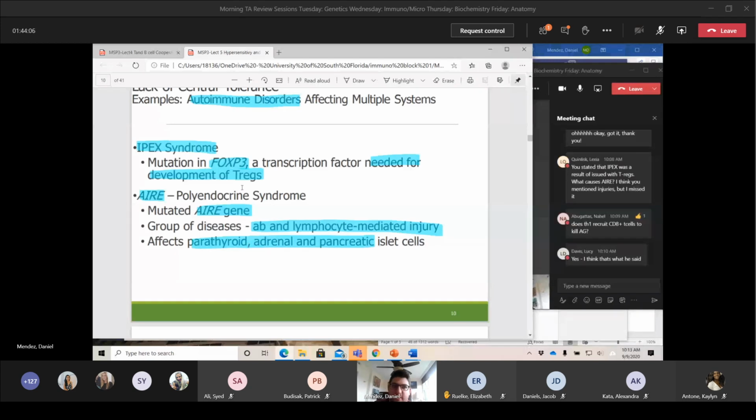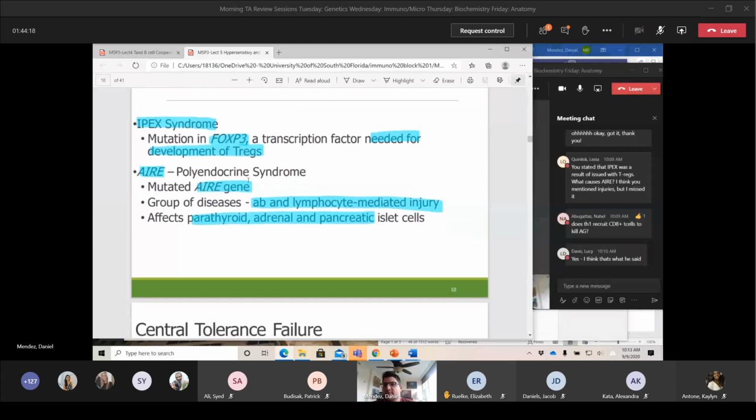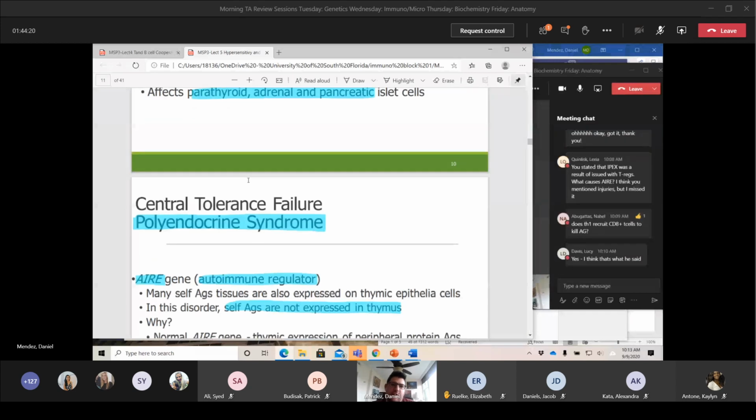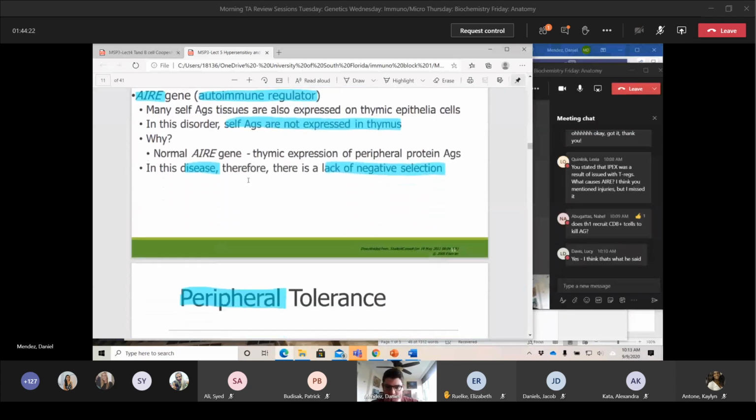The Tregs here in IPEX have a mutation in their FOXP3. So the Tregs have anergy. So they're not going through their process of either eliminating or inactivating certain cells. I'm pretty sure there's another slide on it, but I just wanted to cover that briefly.